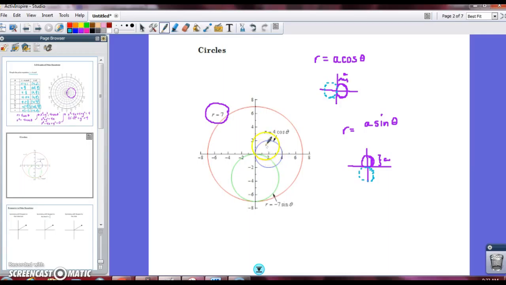Okay. If you look at the green circle, the green one has r as -7, and that's why it's on the negative side of the line theta equals pi over 2, right? This is pi over 2 here. This is 0. This is pi. Okay? And the sine tells you that it's symmetrical about the line theta equals pi over 2. So those are different types of circles you can have.